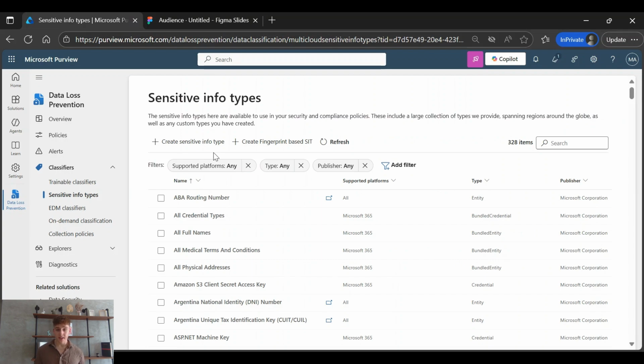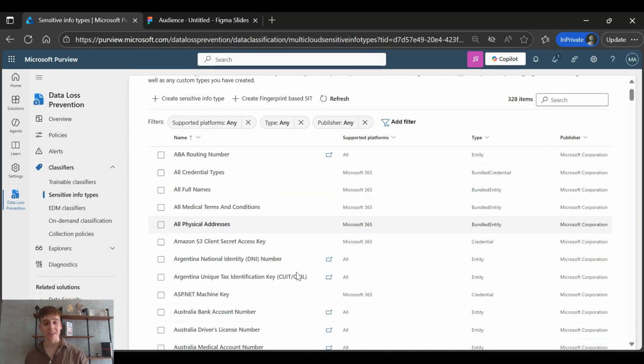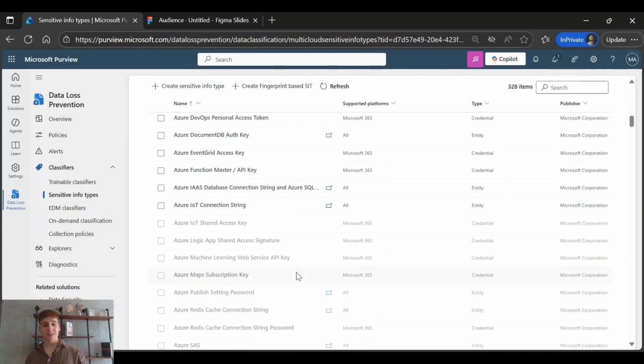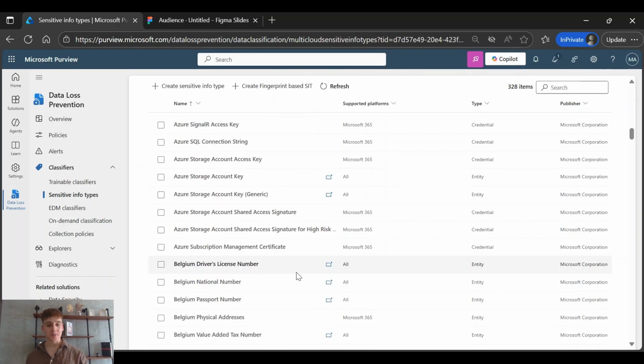You understand what a SIT is, but again, just to put some meat on the bones, when we're looking at a SIT, we're in the CDX portal and the data loss prevention section here. There's over 328 SITs built into Microsoft Purview, and there is a lot of different criteria and different technologies behind each of these SITs. Some are good, some are bad.